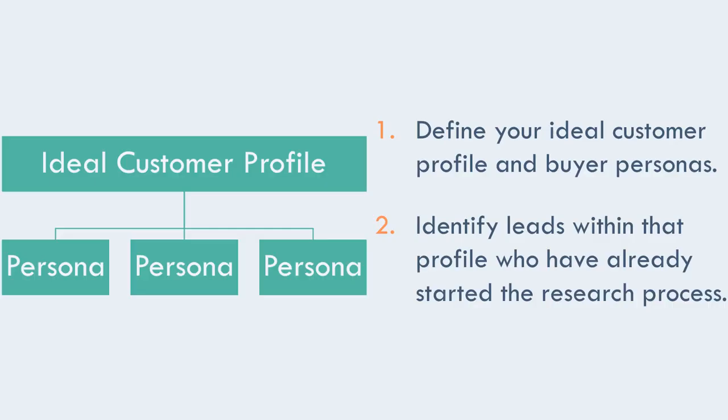As an inbound salesperson, you'll approach the identify phase in a smarter, more modern way. You'll start by defining your ideal customer profile and buyer personas, so you know what sort of people or organizations you should be targeting in the first place. You'll then identify leads within that profile who have already started the research process. And every time you find a new lead, you'll enrich the information you have with context and research.